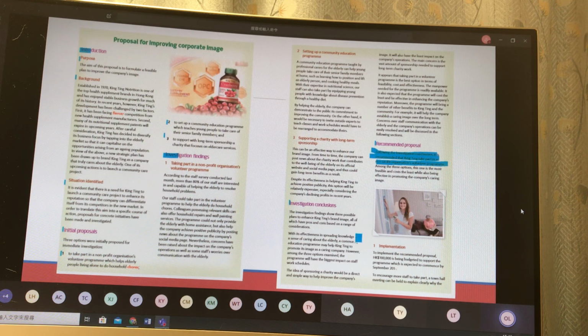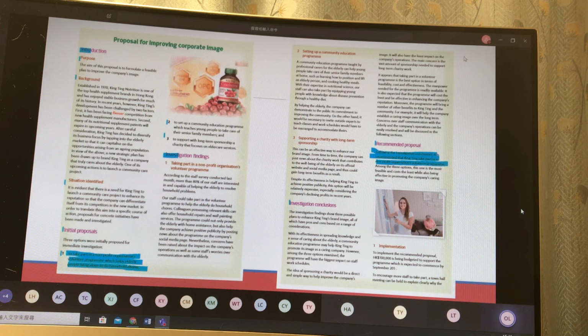This is the initial proposal 1. Right, take part in the non-profit organization's volunteer program, which helps the elderly. Alright, so that's how that works. There's another page to this.